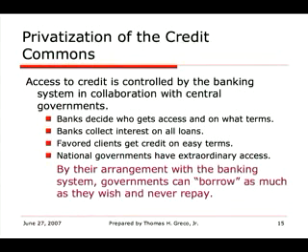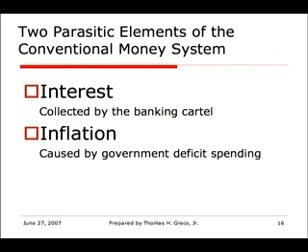When you consider the United States government and its imperial activities around the world, the only way it can finance that is by borrowing. And if the borrowing from the OPEC nations and Japan and the other countries that hold American dollars is not sufficient, then the central bank will monetize sufficient debt to enable those deficits to be continued. So access to credit is controlled by the banking system in collaboration with the central government. The two parasitic elements then are interest, collected by the banking cartel, and the inflation caused by government deficit spending.